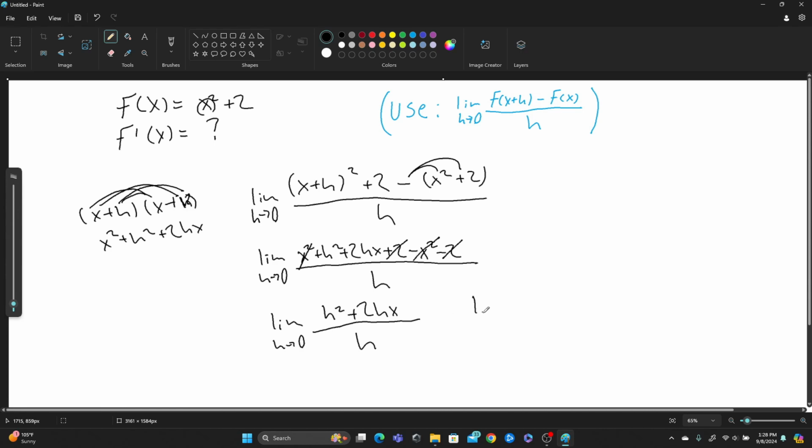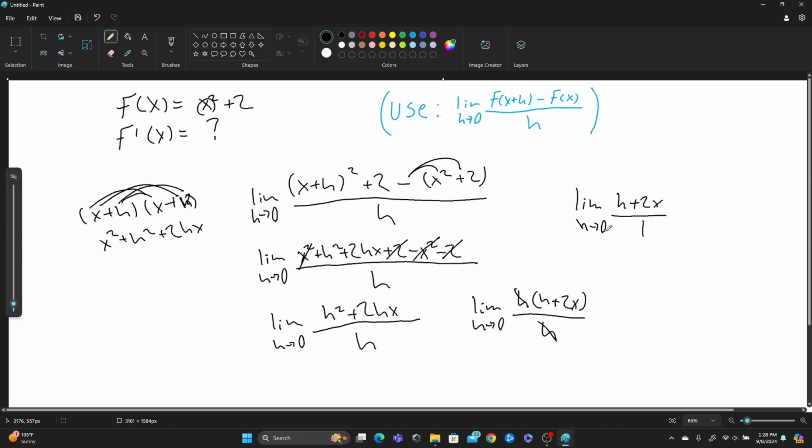So if we do that, we're going to have the limit as h approaches 0 of h times (h plus 2x), right? Because if we were to distribute this h, we would have h squared plus 2hx. And that's over h. So this h can cancel with this h. And now we're left with the limit as h approaches 0 of (h plus 2x) over 1.